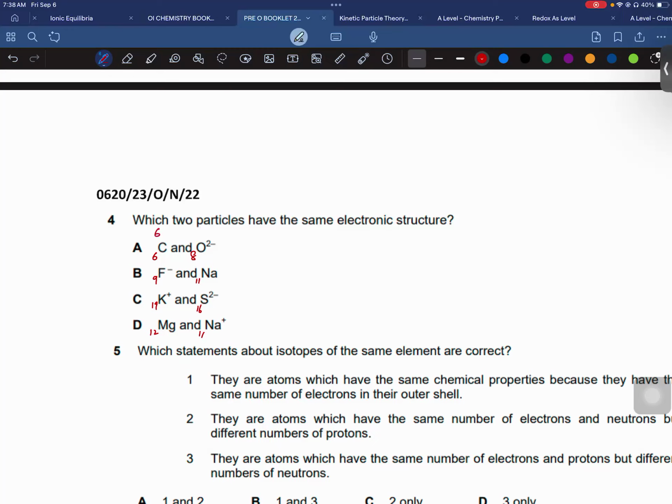Exactly. It's 6. And how many electrons are in O2 minus? It will be 10. Exactly. Nice. Good. So it's 10 and it's 6. They're not the same. They are asking about the same electronic structure. A is incorrect. Are you getting my point? Yes, I'm getting your point.